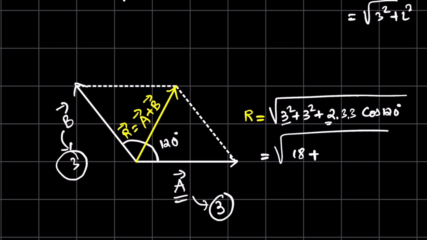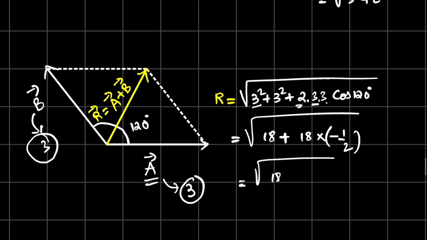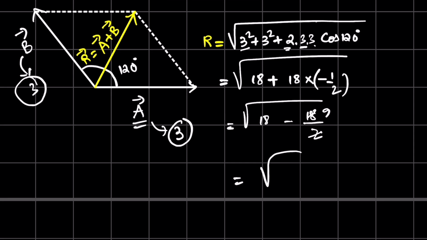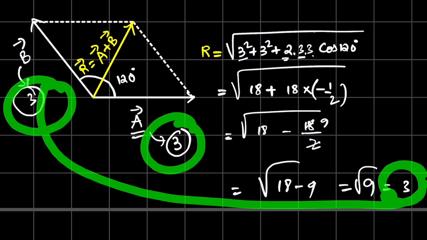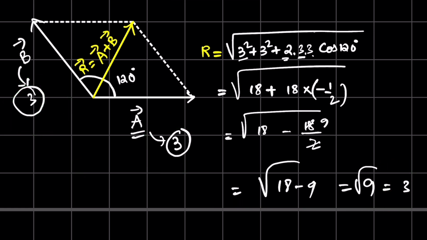18 is 9 plus 2 times 3, which is 6 times 3, which is 18. 18 times cos 120 minus 1 by 2, so you can cancel here: 2 nines is 18, 18 minus 9 gives you 9. Over 9 gives you 3, so plus 3. The resultant is 3, so the answer is 3. All of them are getting the same value.